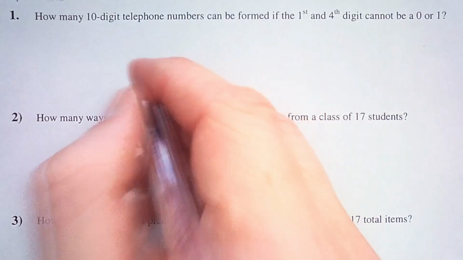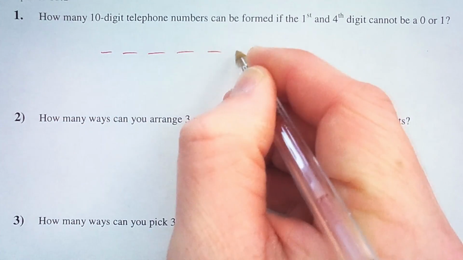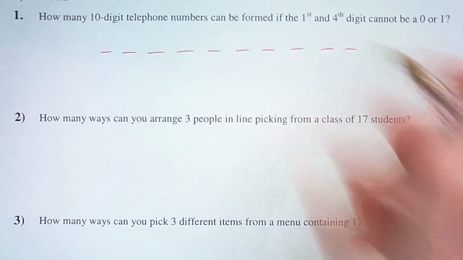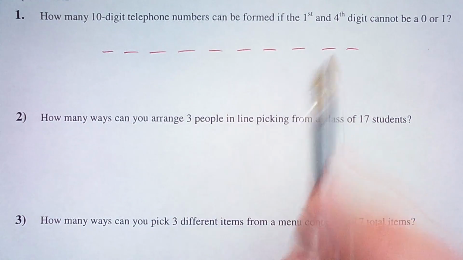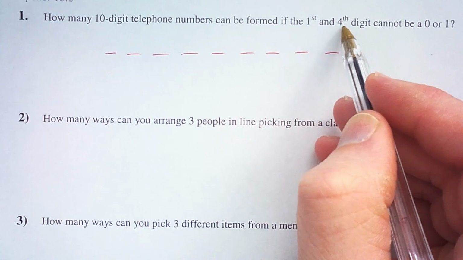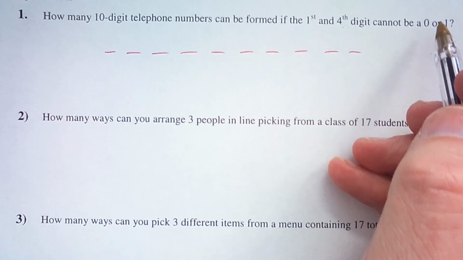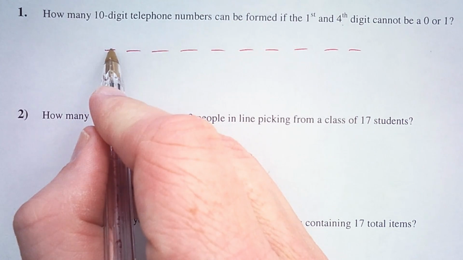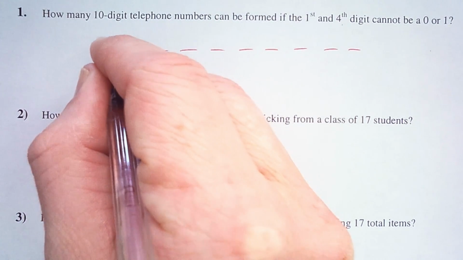Okay, so we're going to have 10 digits. We'll use the basic counting principle here. 1, 2, 3, 4, 5, 6, 7, 8, 9, 10. And typically you can have your choice of any of 0 through 9 for each digit. So that's 10 options per digit, but the first and fourth cannot be a 0 or 1 in this case. So the first digit cannot be a 0 or 1. That means there are only 8 options, 2 through 9.